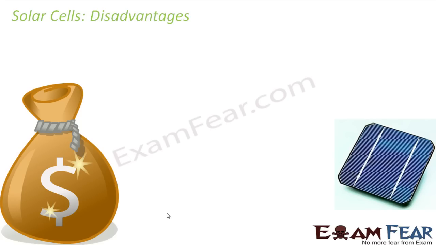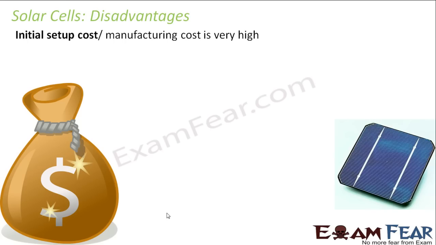Now let us look at the disadvantages. Initial setup cost is very high. For most things, whether it is wind energy or solar energy, the initial cost is very high, because in order to manufacture a solar cell, the cost involved is very high. But then once it is manufactured, your maintenance cost is not high.